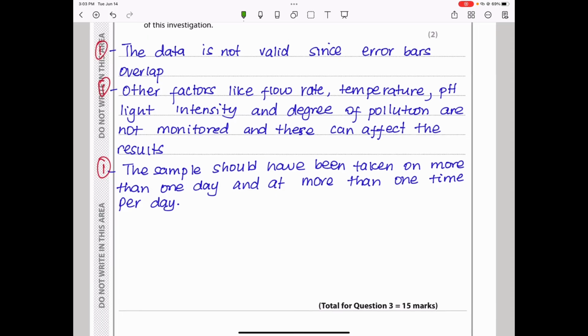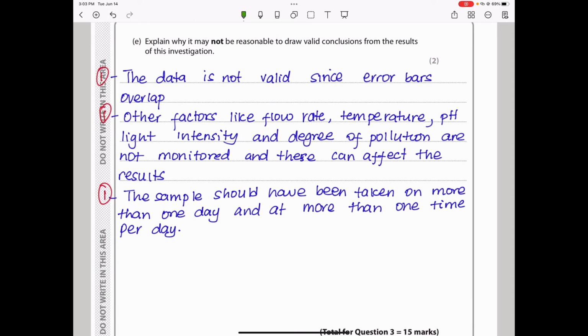I will go to the last part of question 3. They say, explain why it may not be reasonable to draw valid conclusions from the results of this investigation. If you see any Unit 6 biology paper, they have the same pattern. If you have done various papers, it's easy to predict the questions that are coming, and it's easy to be able to get a higher score.